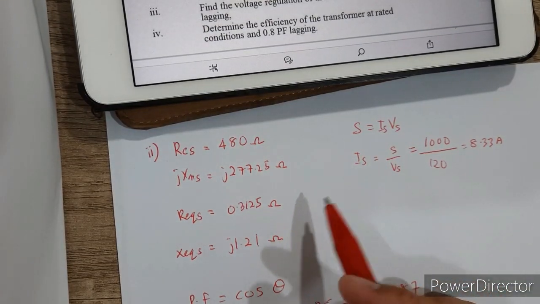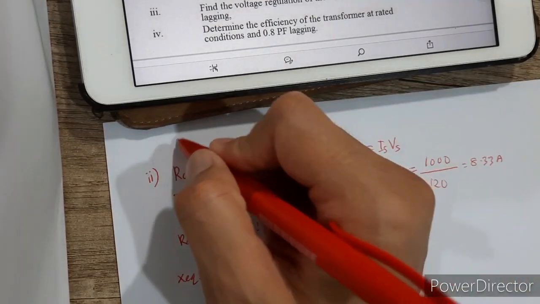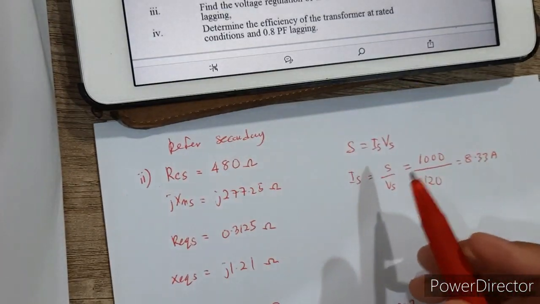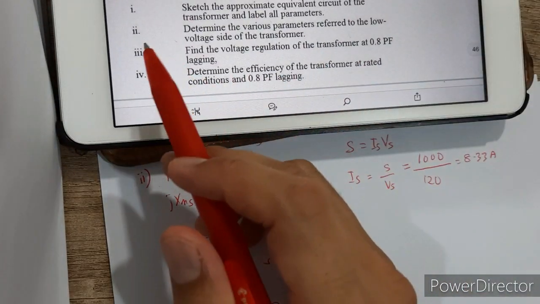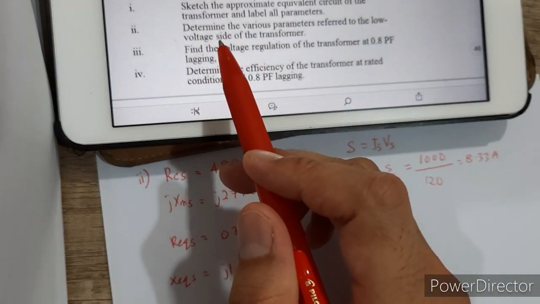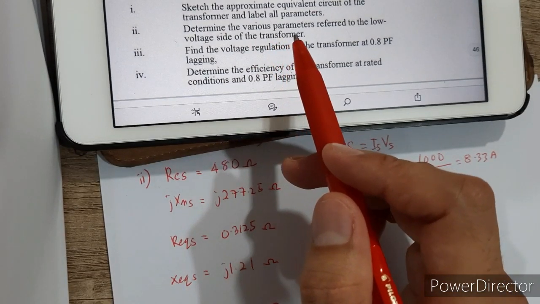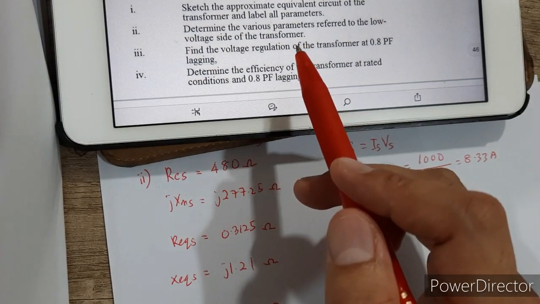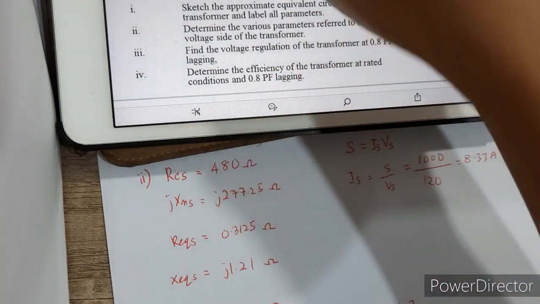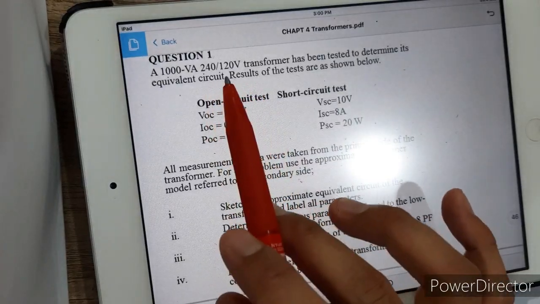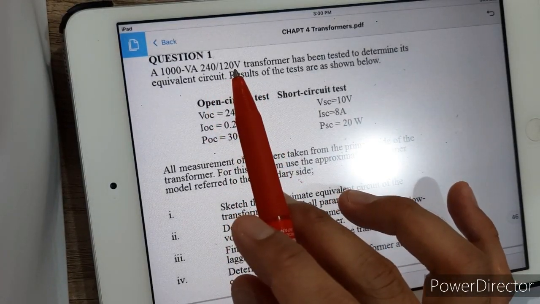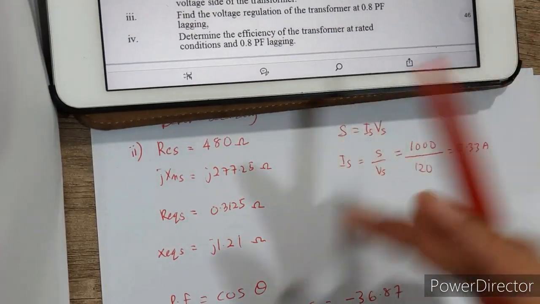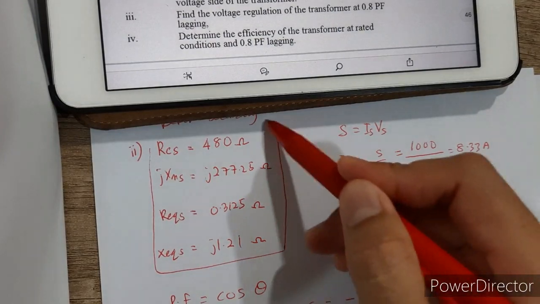the parameters that we get refer to the secondary side. Because on the 2 Roman, the question asks to determine the various parameters that refer to the low voltage side of the transformer, which is when we look at the voltage level. The low voltage side is 120 volt, which is the secondary side of the transformer. So all these parameters are referred to the secondary side.